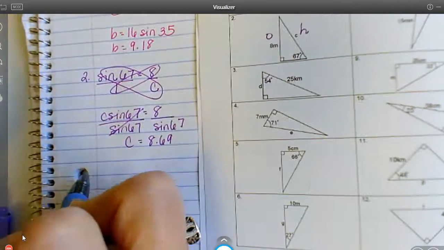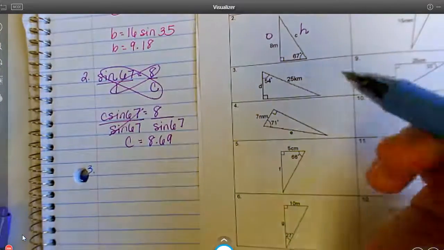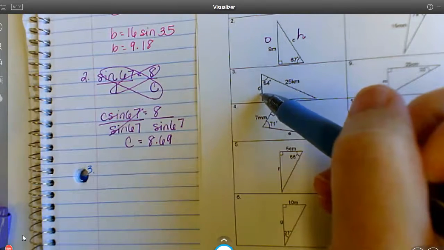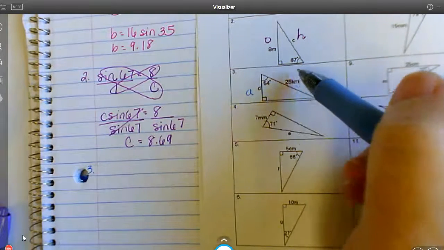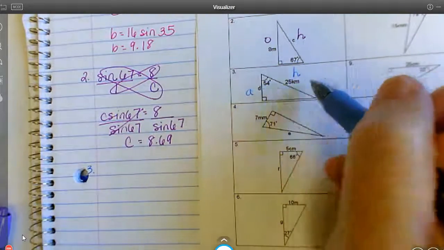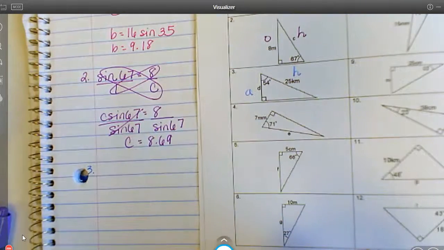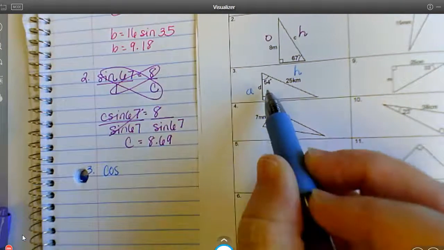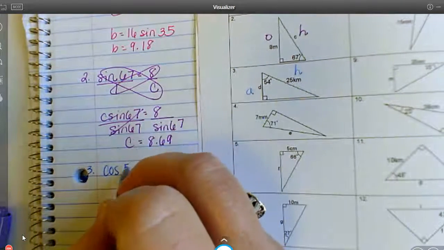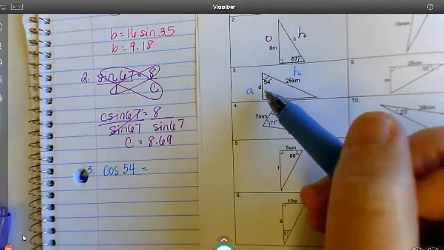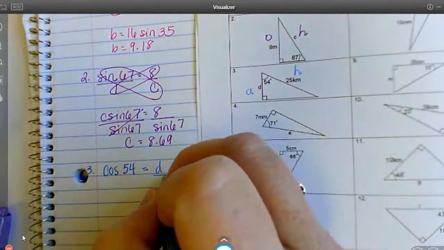All right, so for number 3. I'm not going to label this side right here because that's not the side I want. I want this side, that's the adjacent, and this side, which is the hypotenuse. So adjacent and hypotenuse are the two sides I'm interested in. So sine, cosine, or tangent? Cosine. And the angle always goes beside the sine or cosine or tangent, whichever. And then A over H, so D over 25.